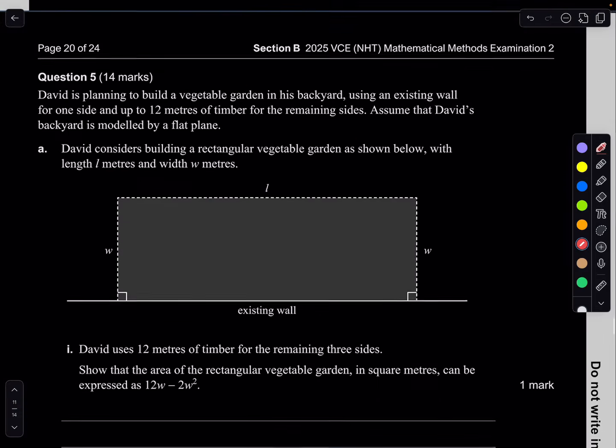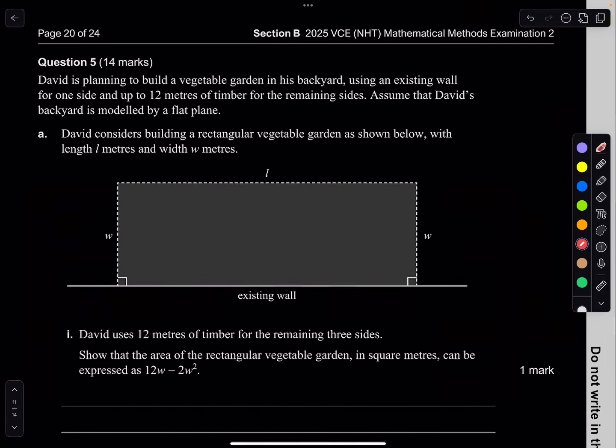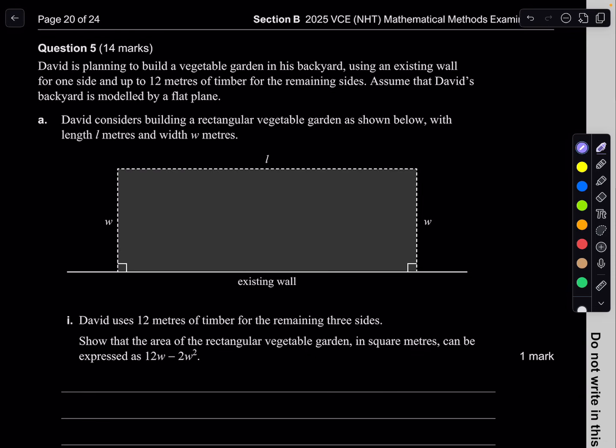Let's go. Question 5. David is planning to build a vegetable garden in his backyard using an existing wall for one side and up to 12 meters of timber for the remaining sides. Assume that David's backyard is modeled by a flat line. David considers building a rectangular vegetable garden as shown below with the length L and the width W meters.